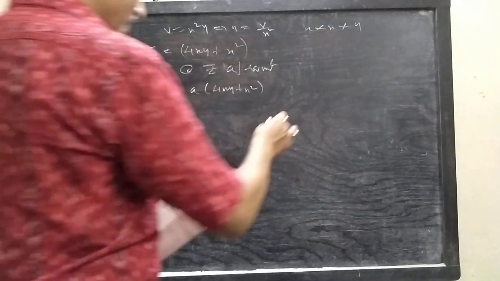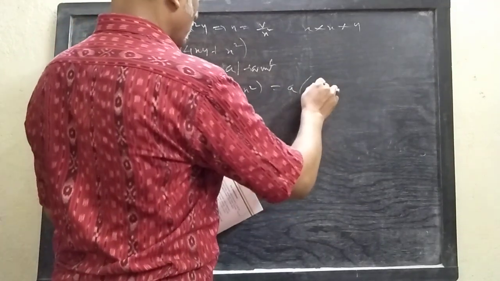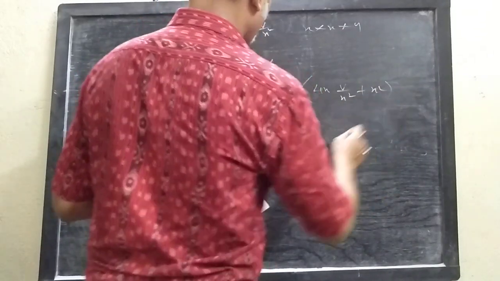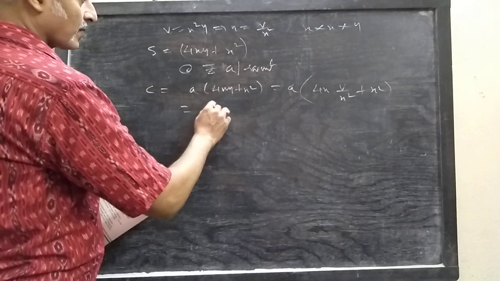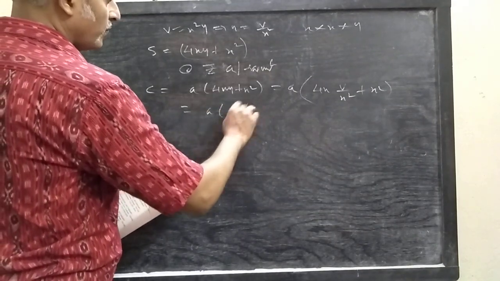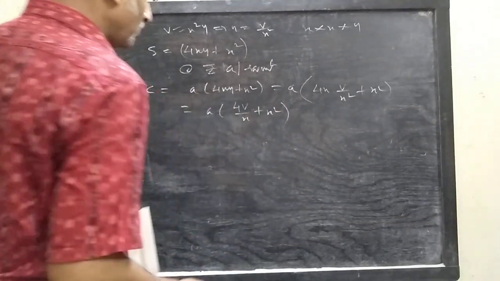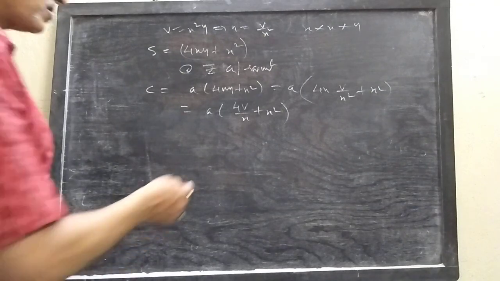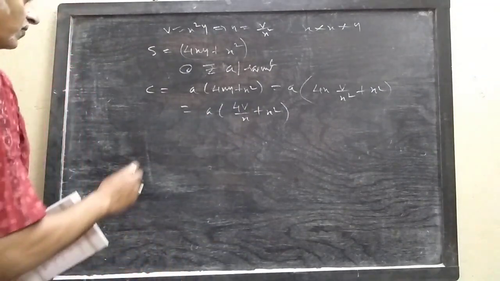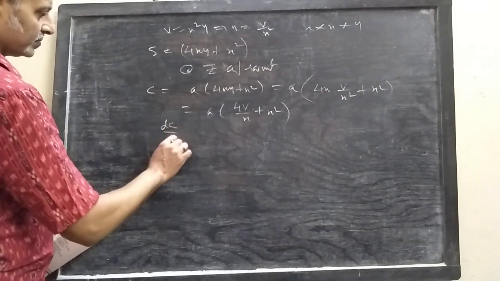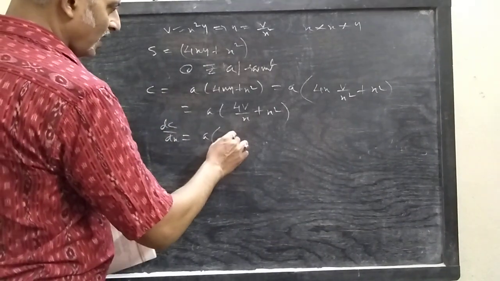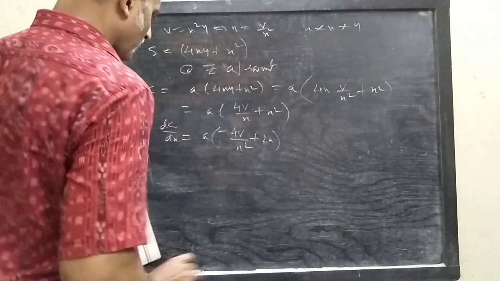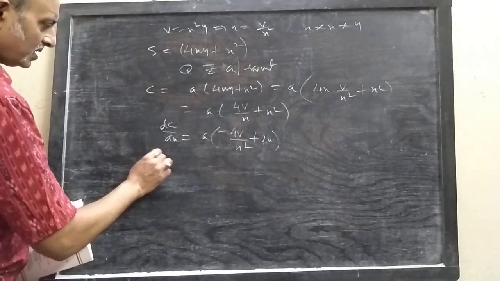Now eliminate y from here, 4x into v by x square plus x square, you get a into 4v by x plus x square. Now look here, small a is constant because rate of sheet is constant, v is constant, only x is variable. Now find dc dx. This will be a into minus 4v by x square plus 2x. For c to be extremum, dc dx equals 0.